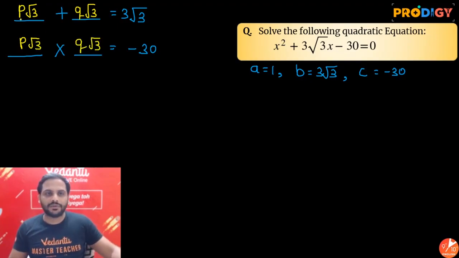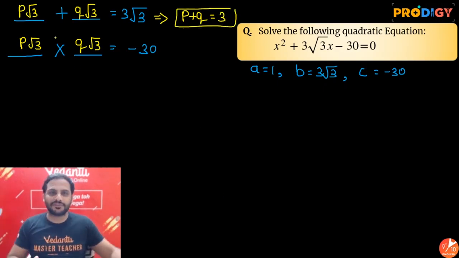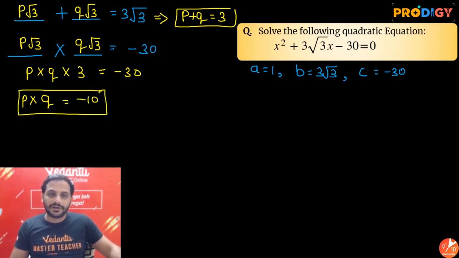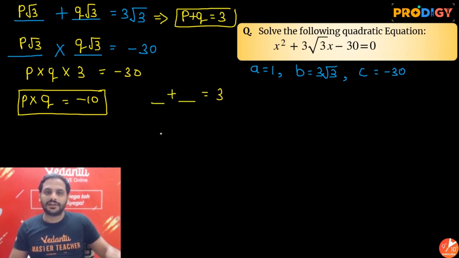So, beta, look, in addition root 3 will remain common. I got to know that p plus q must be equal to 3, because root 3 remains common only. So the sum of p and q must be equal to 3. And here root 3 into root 3 is 3, so p into q times 3 is equal to minus 30. Shift 3 over there and you get p into q is equal to minus 10. So this is the easier way of looking at this problem. We need two numbers such that their addition is equal to 3 and their multiplication is equal to minus 10.